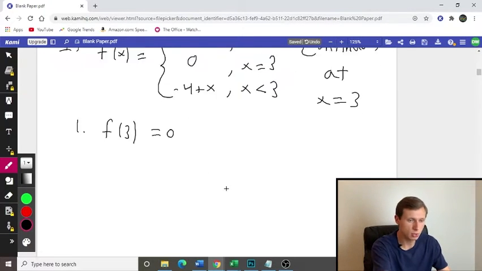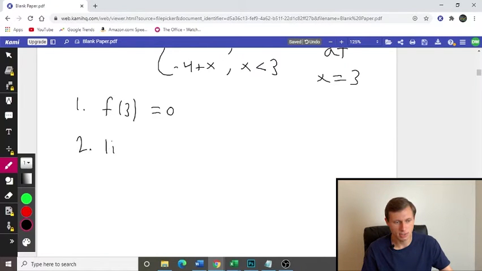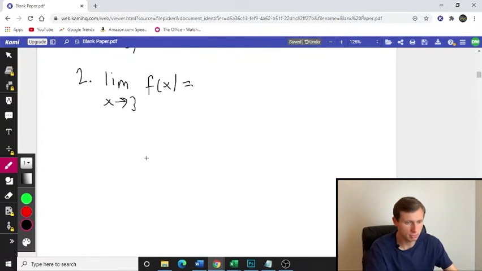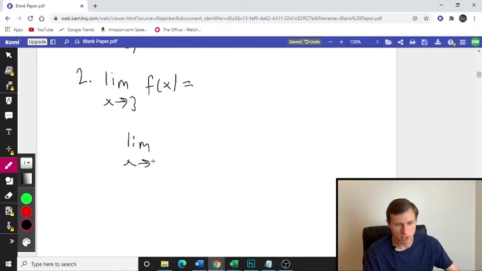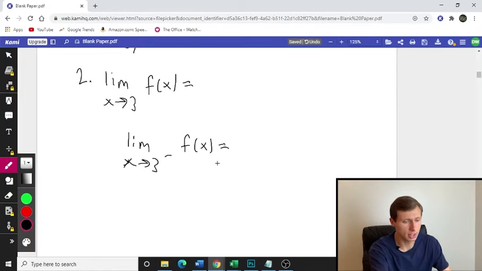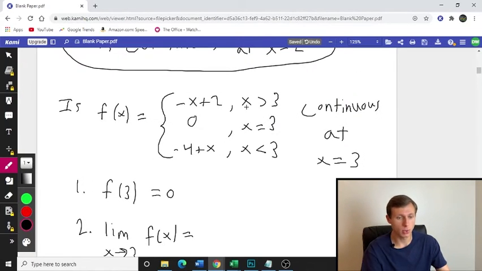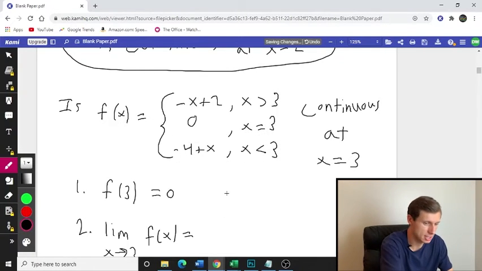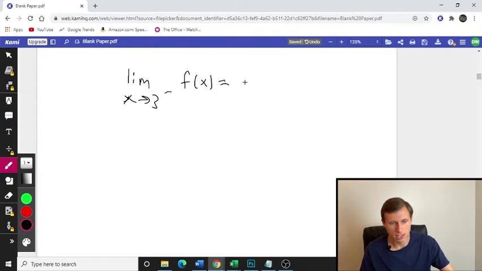Now let's find step 2, which is the limit from both sides. So the limit as x approaches 3, f of x is equal to what? Well, first we need to find it from the left or the right. We'll start with the left. Limit as x approaches 3 from the left, f of x is equal to, which function are we plugging into here? If it's from the left, is it going to be greater than, less than, or equal to? It's going to be the less than sign. And so it's going to be negative 4 plus x. So we can use direct substitution. Negative 4 plus x, which is 3. And so what we get there is just negative 1.